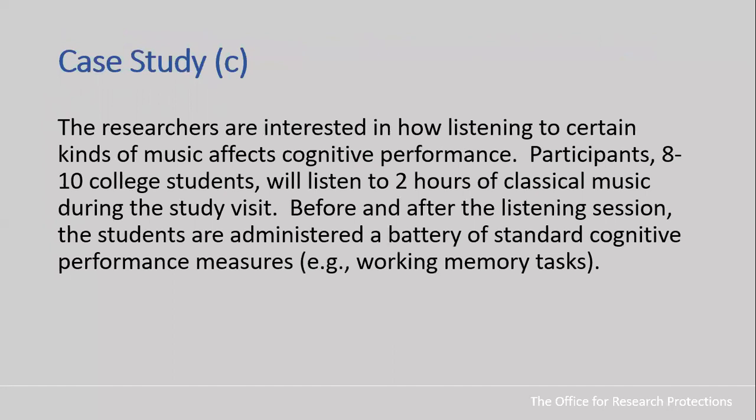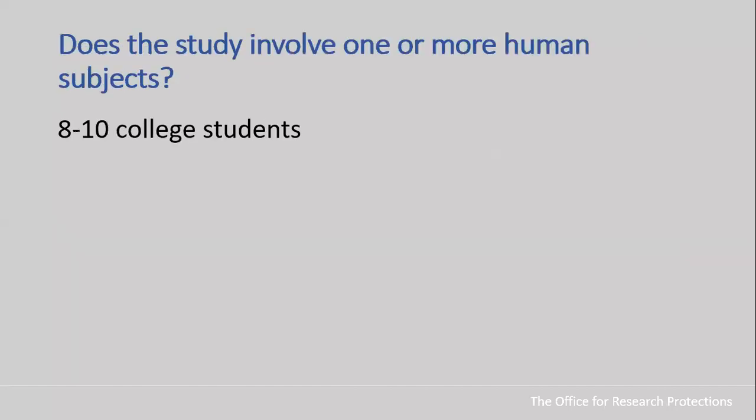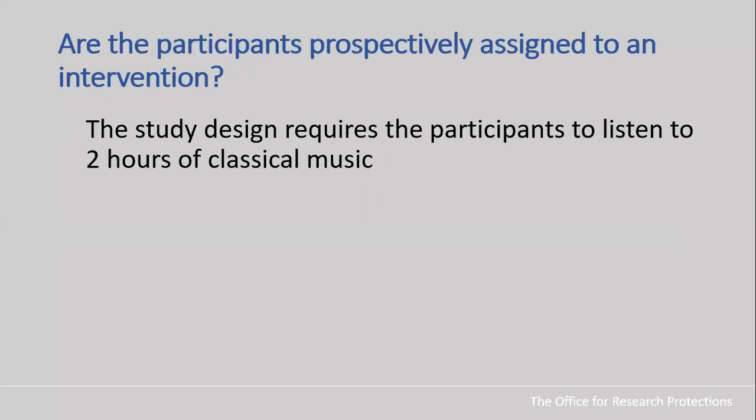And finally, our last case study, we have researchers who are interested in how listening to certain kinds of music affects cognitive performance. We have 8 to 10 college students who will be listening to 2 hours of classical music during their study visit. And then before and after the listening session, they're going to be administered a battery of standard cognitive performance measures. So human subjects, yep, we've got those 8 to 10 college students. Are the students prospectively assigned to an intervention? In this case, the participants are required to listen to 2 hours of classical music.